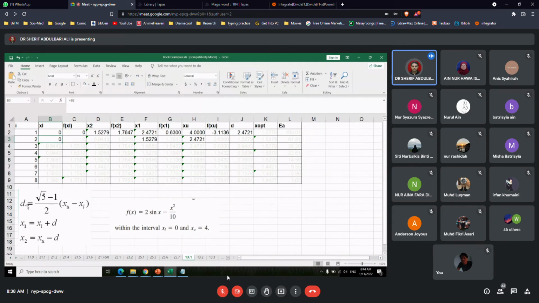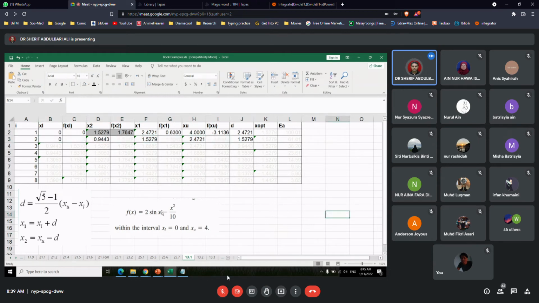Okay, so now I'll go for the next iteration. I need to calculate a new value of d based on the new parameters. The value of d is going to be the golden ratio value times x upper minus x lower. So x upper has now changed, it's no longer equal to 4, it's equal to 2.4721, minus 0, times the golden ratio. So you're going to find a new value of d. When I have the new value of d, I can calculate the new value of x2, because x2 is the missing value. It's equal to x upper, 2.4721, minus the value of d. So I will get the new value of x2, which is 0.944. Let me highlight this one as the highest value.